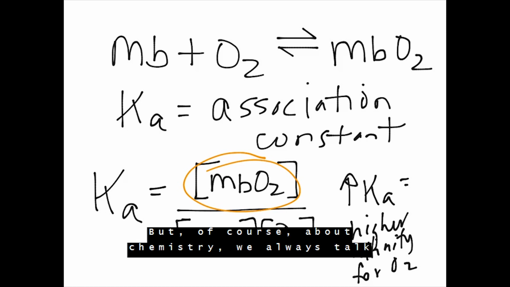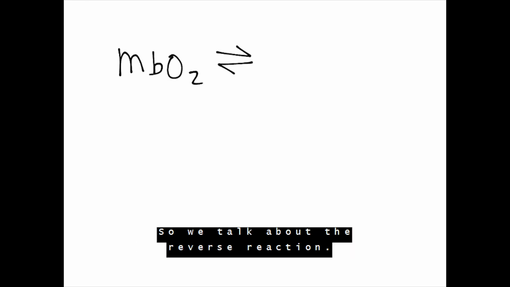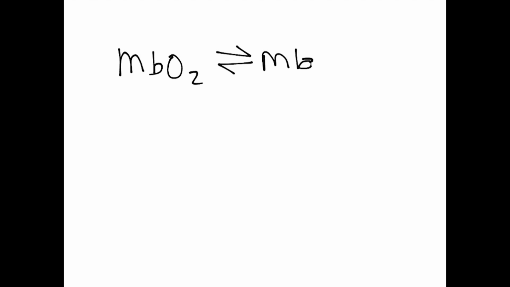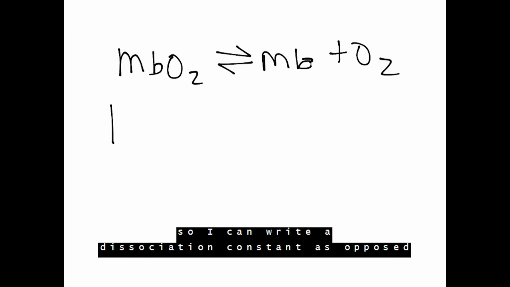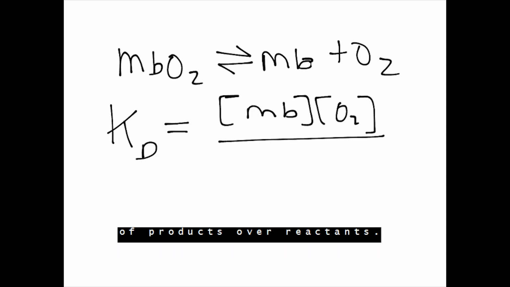But of course, in biochemistry, we always talk about it in the reverse. We always talk about dissociation constants, so we talk about the reverse reaction. This is just the reverse of the previous reaction. So I can write a dissociation constant as opposed to an association constant, which is again the concentrations of products over reactants.